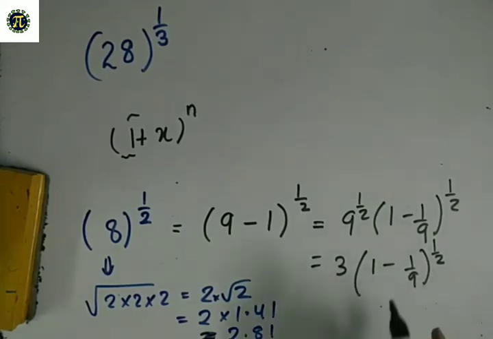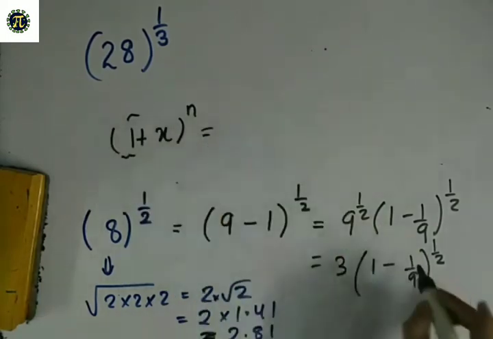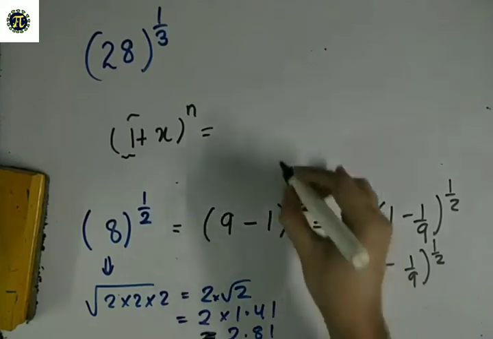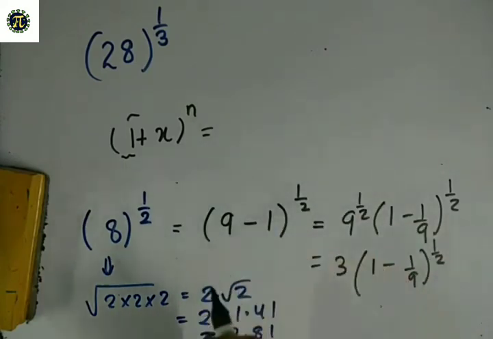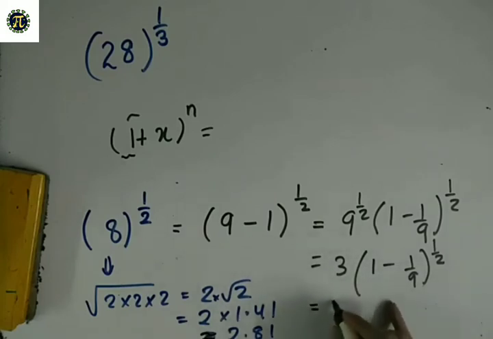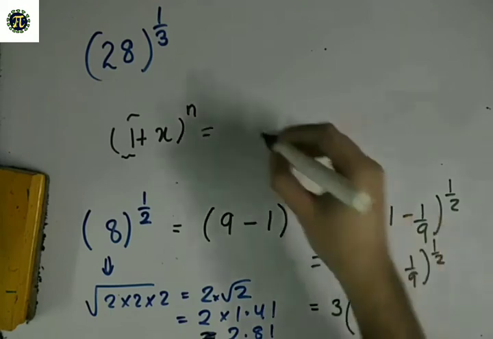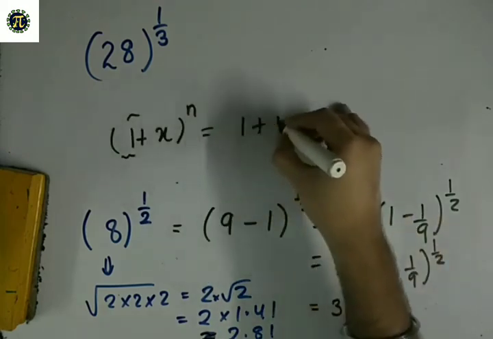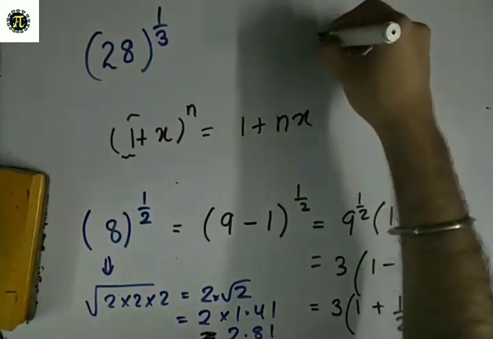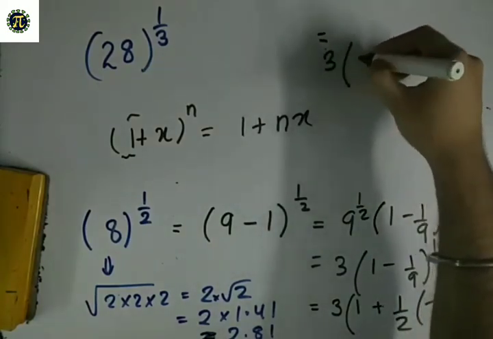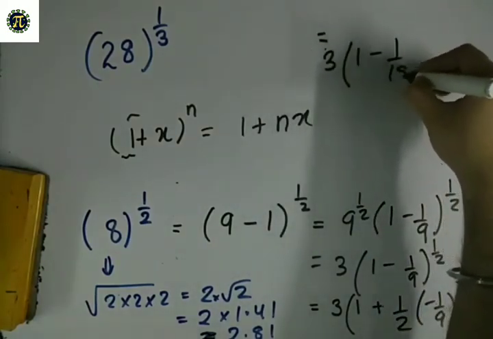Okay, so now this is valid because this minus 1 by 9 is very small compared to this 1. 1 by 9 is very small. It is approximately 10%. So I will say this bracket can be approximated as 1 plus nx. So answer is 1 plus, let's say, half into minus 1 by 9, right? 1 plus nx, and that is equal to 3 times 1 minus 1 by 18.